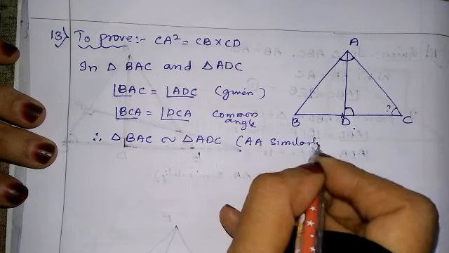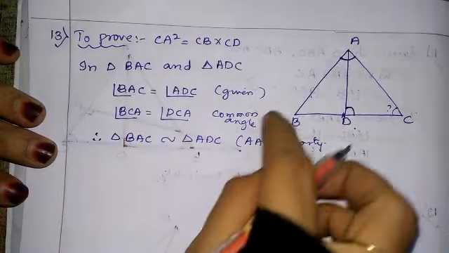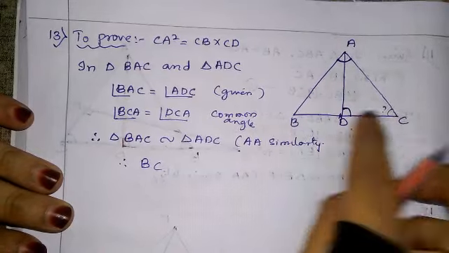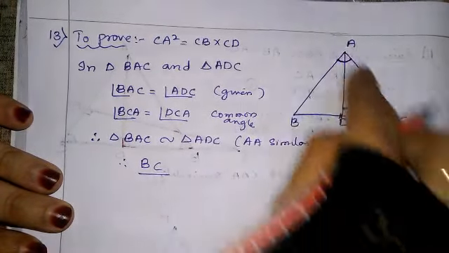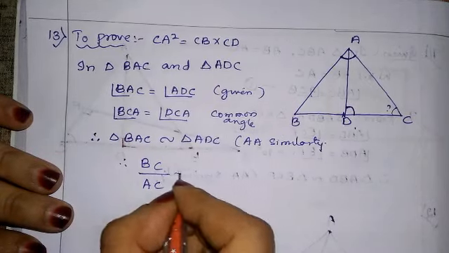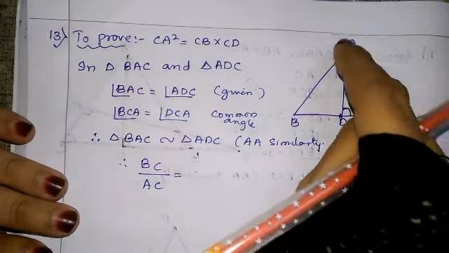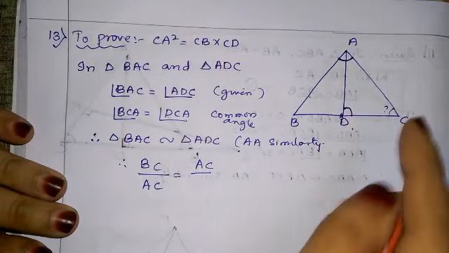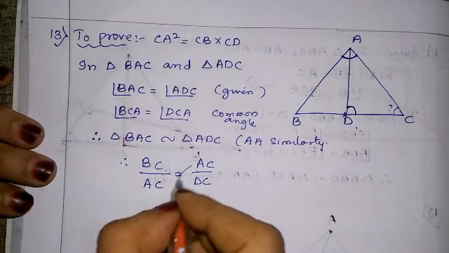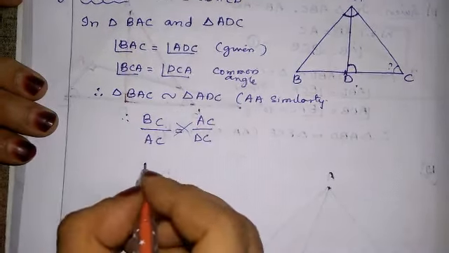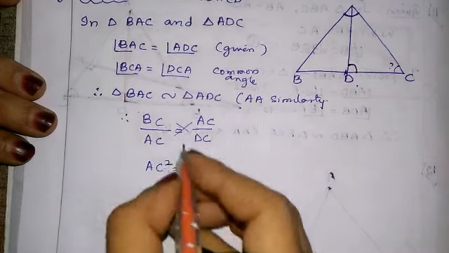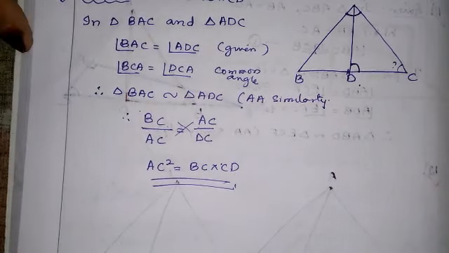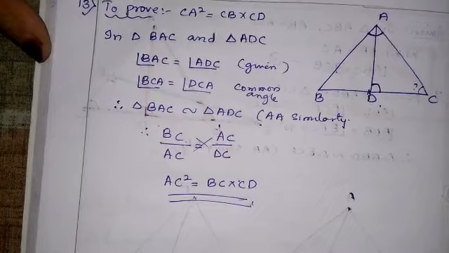Once the triangles are similar, their corresponding sides are in proportion, right? Therefore, we can write BC, the big triangle's side, upon the small triangle's hypotenuse side AC, is equal to the big triangle's AC side upon the small triangle's DC. So cross multiply: AC into AC is AC square, and BC into CD. Hence proved. We got the answer. So this is the solution for the 13th one.